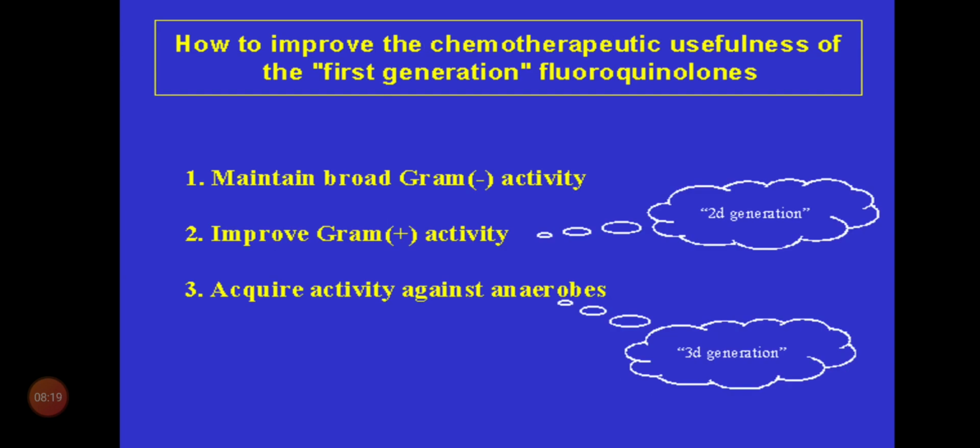How to improve the therapeutic usefulness of the fluoroquinolones further? First, maintain the gram negative activity and improve the gram positive activity, which we can achieve in the second generation fluoroquinolones, and third, acquire activity against anaerobes. This is achieved in the third generation fluoroquinolones.